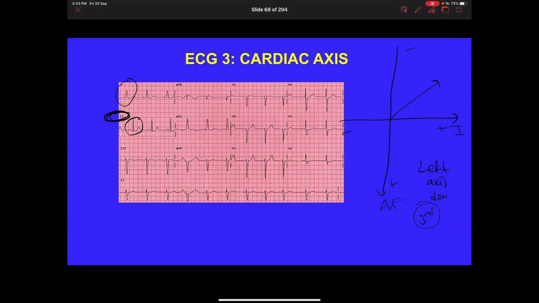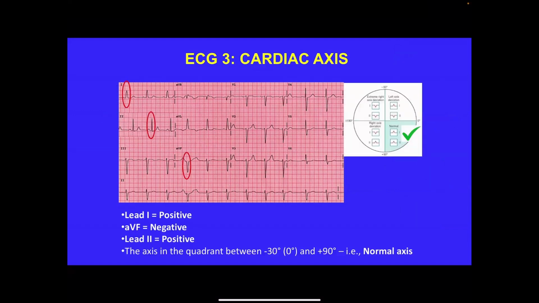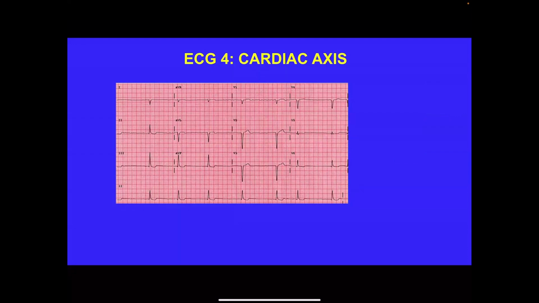Okay, so I think I put it here somewhere. I'm not sure. But is it clear that you always double check left axis deviation by looking at lead 2? Okay. What about this one? Right axis.